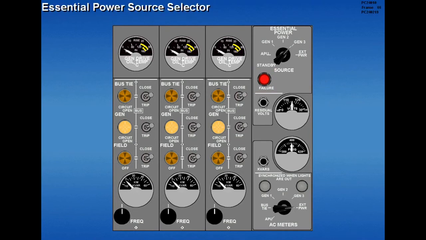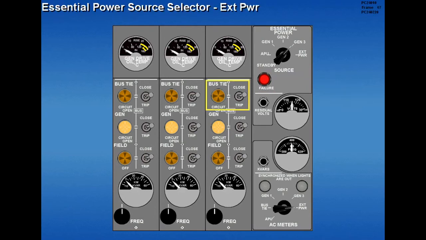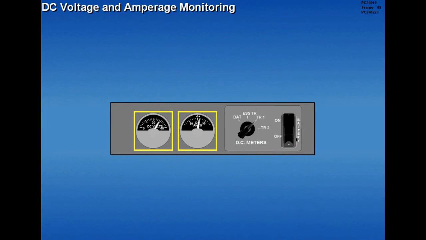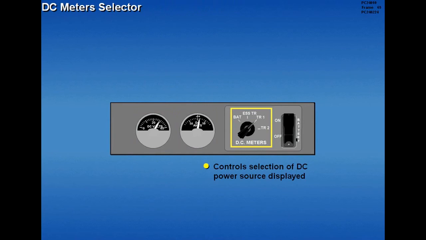Selection of an essential AC power source is controlled by the essential power source selector. With the number 3 bus tie breaker closed, rotating the essential power source selector to external power connects external power to the essential AC bus and extinguishes the essential power failure light. DC voltage and amperage is monitored on the DC voltmeter and DC amp meter. The DC meter selector controls the selection of the DC power source displayed on the DC meters.